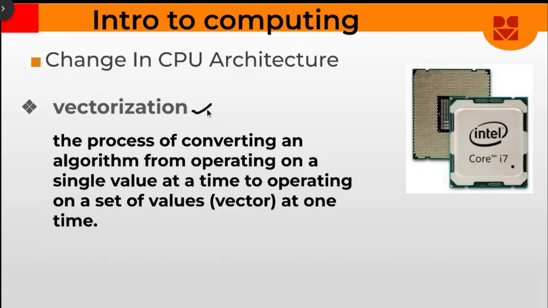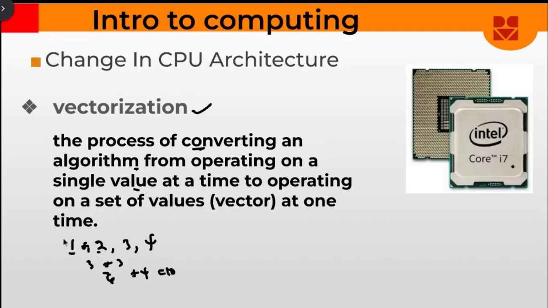right? So the concept of vectorization is basically the process of converting an algorithm from operating on a single value at a time to a set of values. So it means that, let's say, you have a task that is supposed to add these numbers together, right? Ideally, it will take 1 and then do 1 plus 2, that will be 3, and then 3 plus 3, that will be 6, and then 6 plus 4, that will be 10, right?